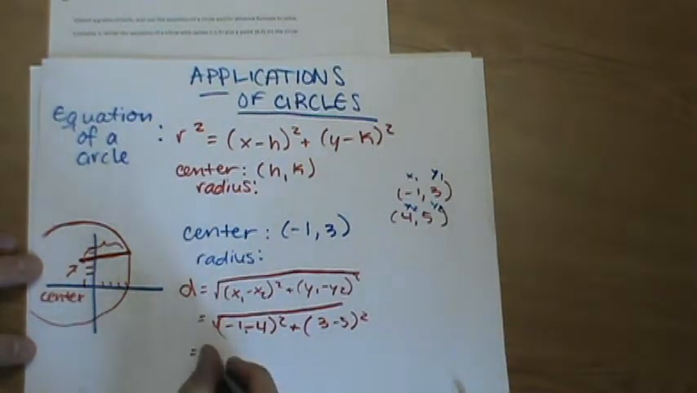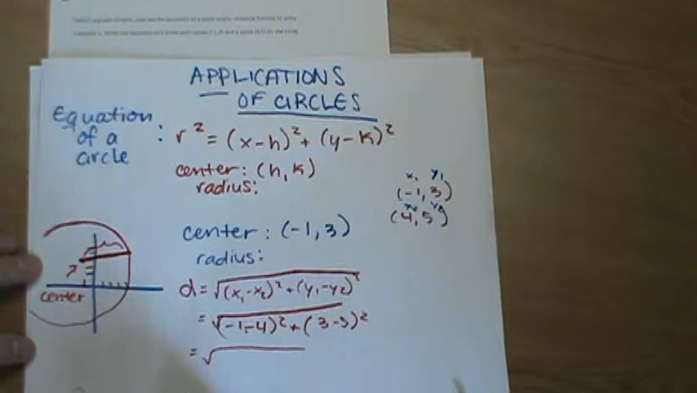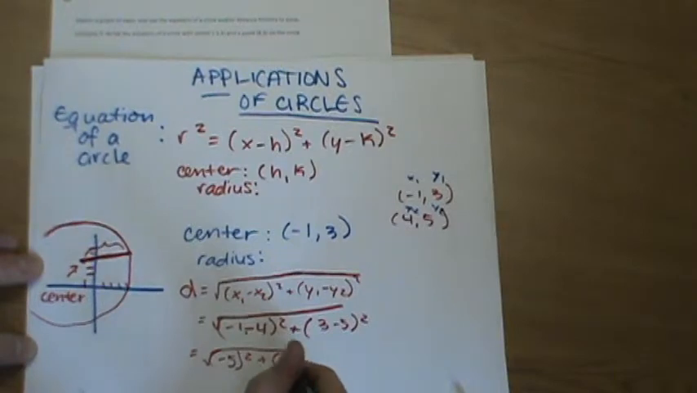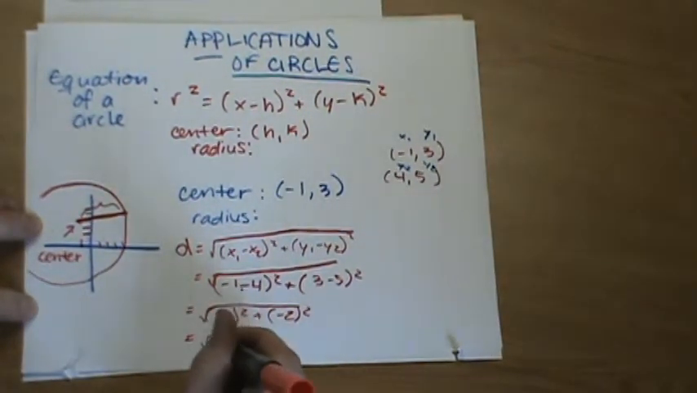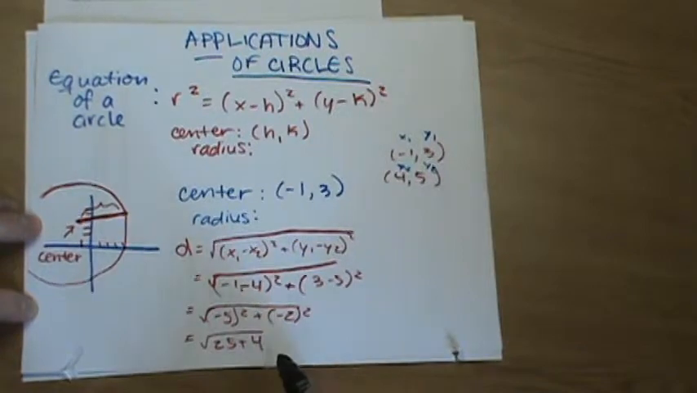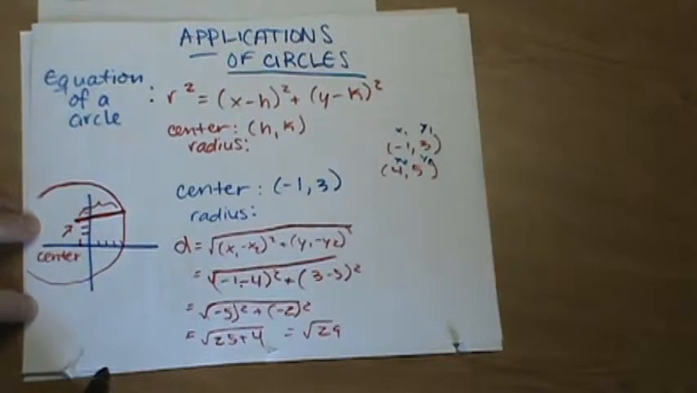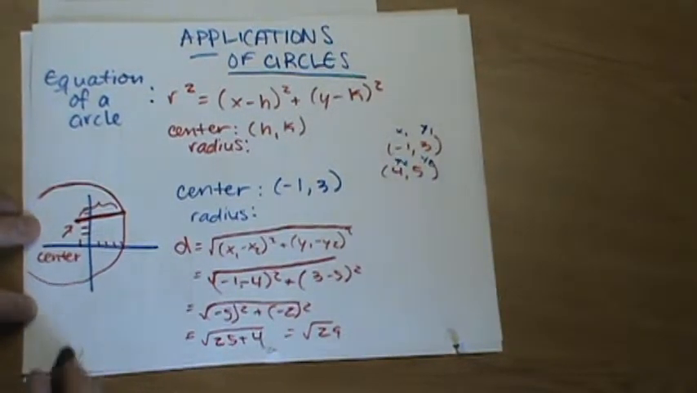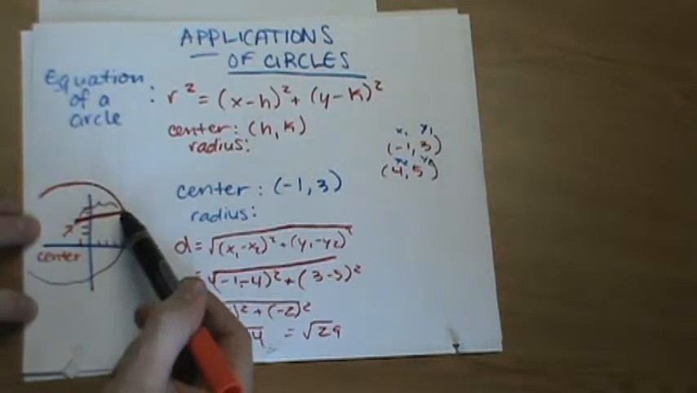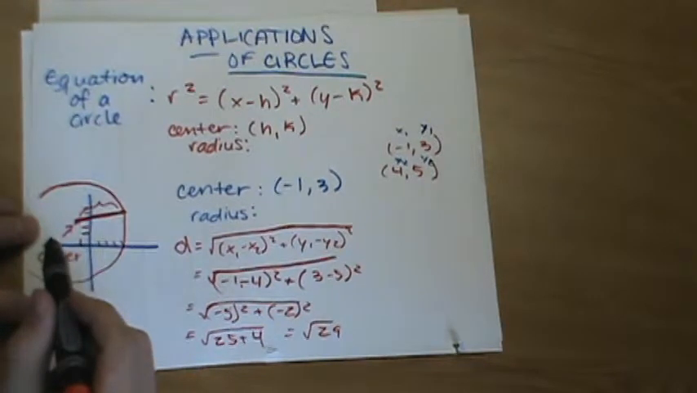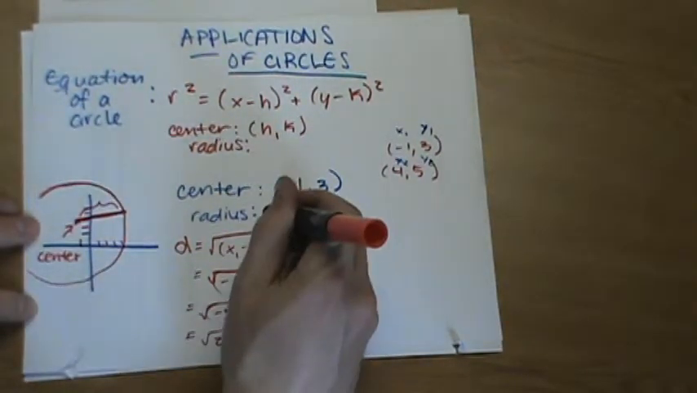Next, I go ahead and simplify that. So the square root, -1 minus 4 is -5 squared plus -2 squared, and that equals the square root of 25 plus 4, which comes out to the square root of 29. So the square root of 29 is from the center to this point right here. From the center to a point on the circle. That's the radius. Square root of 29, that's the radius.